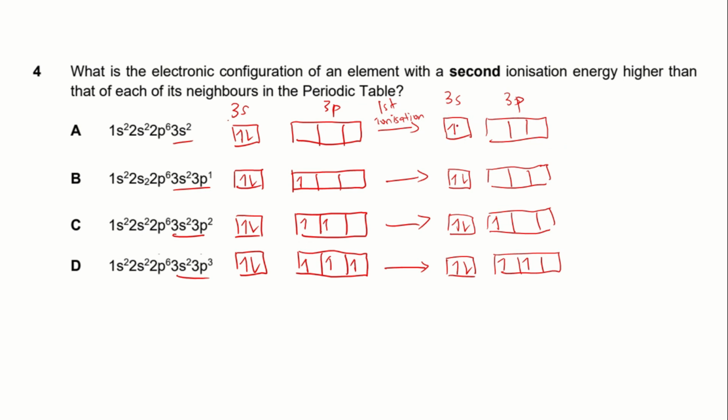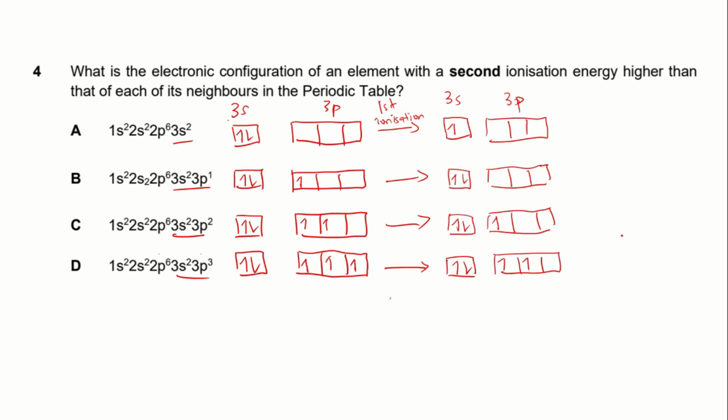So for second ionization of each of these elements, we are going to remove a 3s electron here for A. B also removes a 3s electron from this subshell. Second ionization of C will be removing 1 electron from the 3p subshell here, and the same goes for element D. Second ionization will remove 1 electron from the 3p subshell.